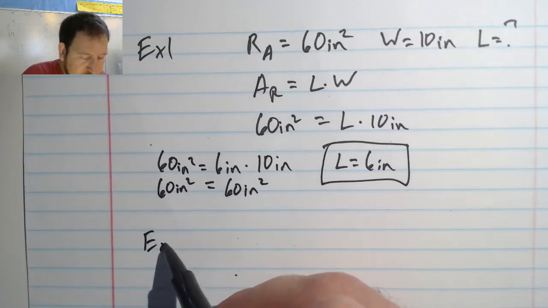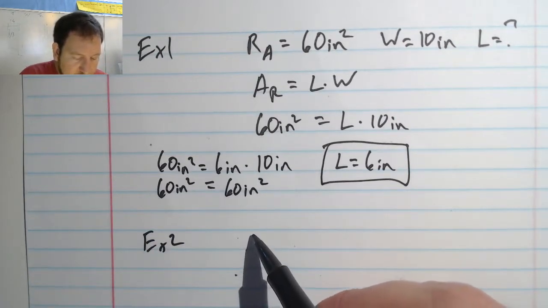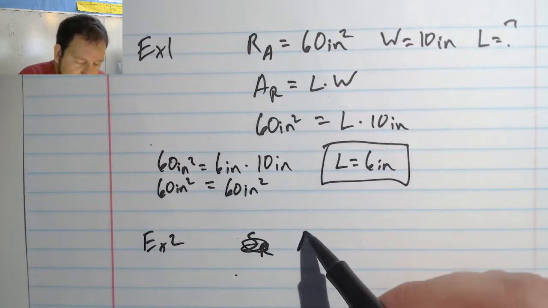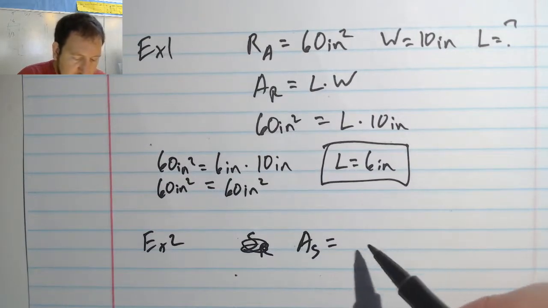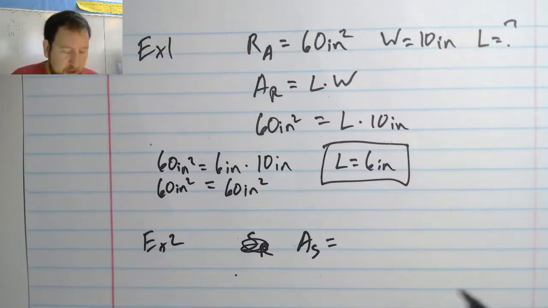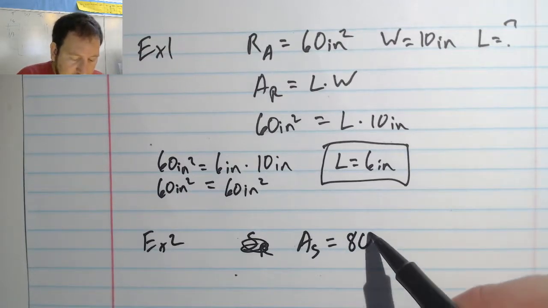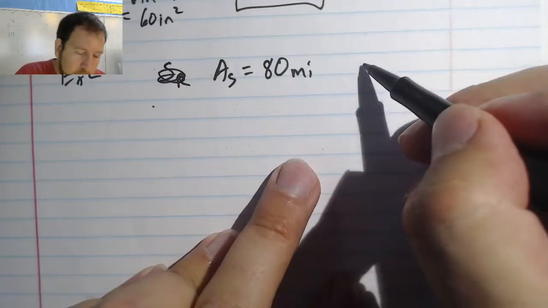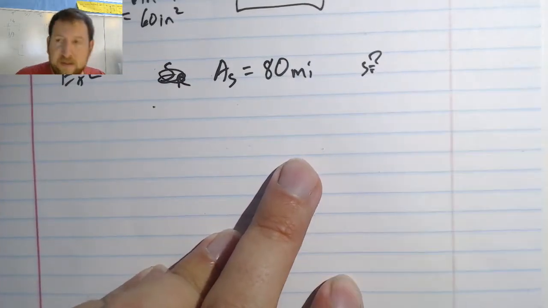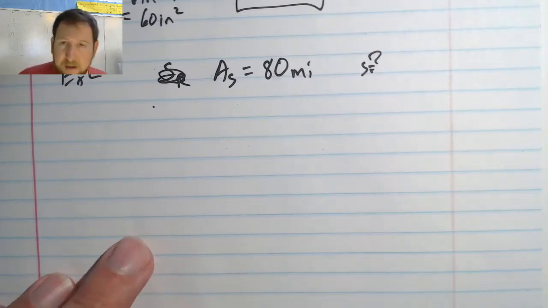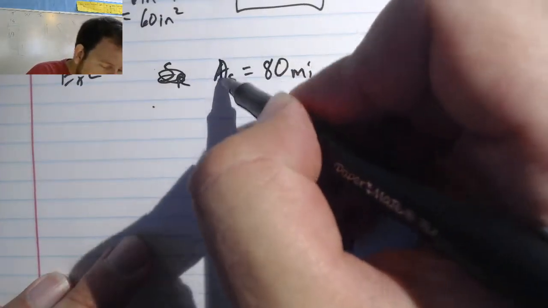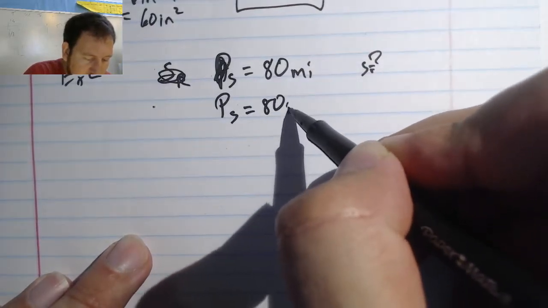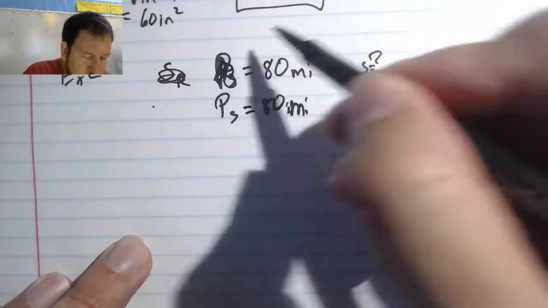Last one, let's look at example 2, and this time we'll have a square. The area of a square is going to be, let's say we have 80 miles. Pretty big square. What does the side equal? Okay, I meant to do perimeter, sorry. Perimeter of the square is 80 miles. Because we haven't done perimeter yet.